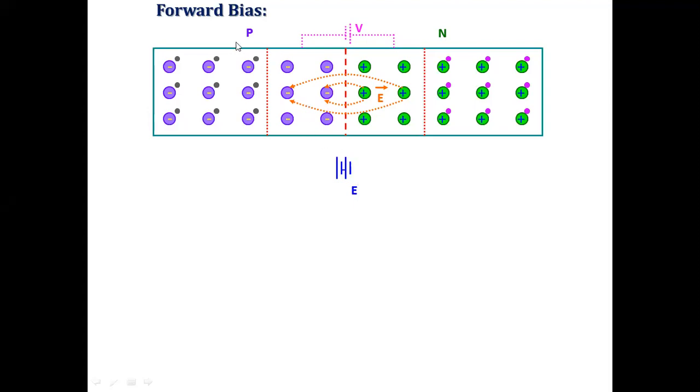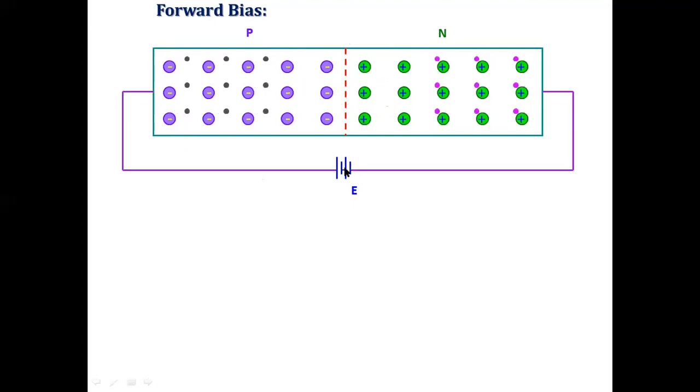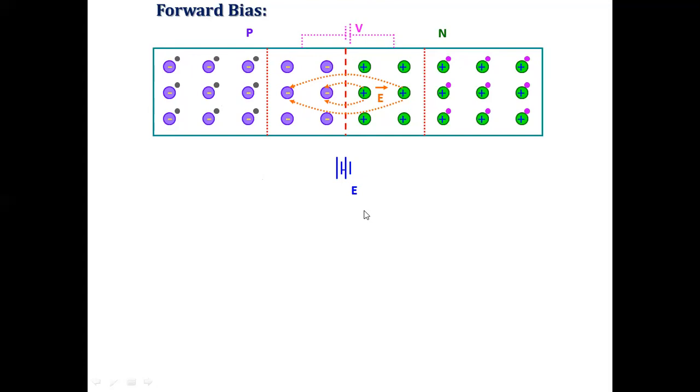Next, what do we have to do? We have to forward bias, which means I will take one positive DC supply, a battery. From the battery, I will take the DC supply. The positive I will connect to the P type of semiconductor, and the negative I will connect to the N type of semiconductor.